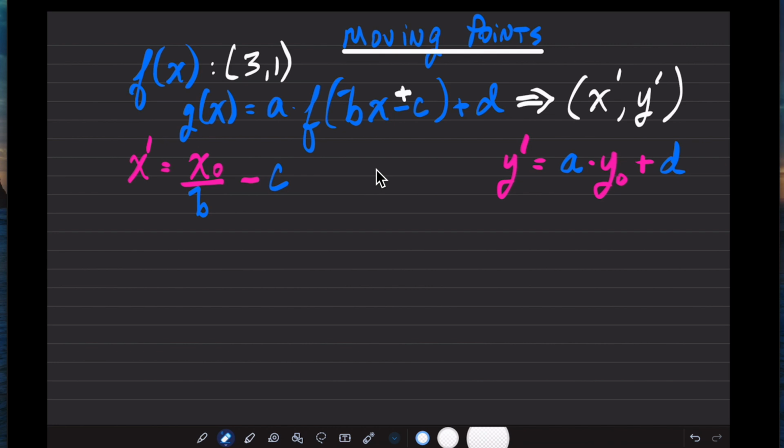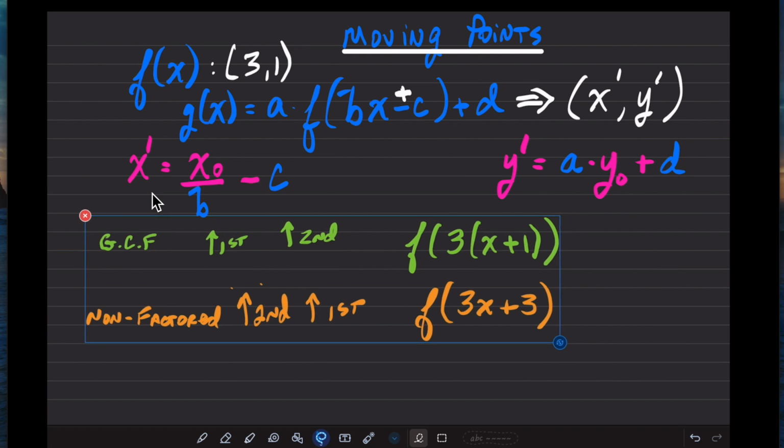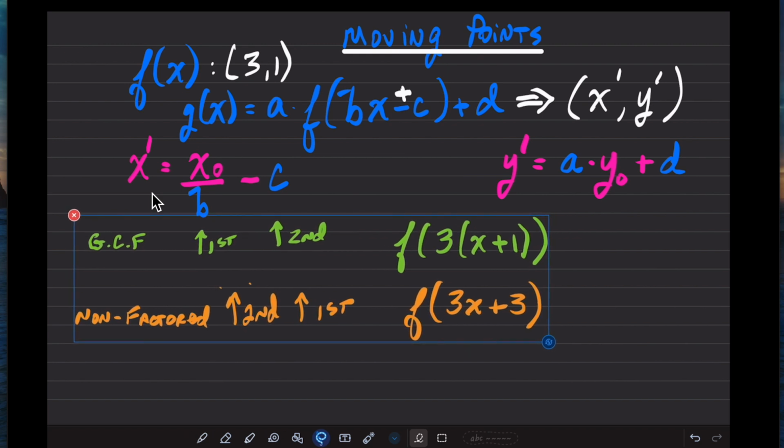Okay, now one important thing to review is when you're dealing with the new x, you have to be cognizant of whether or not you are in factored form with the GCF or non-factored form.